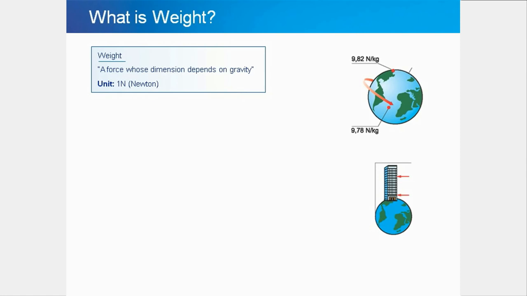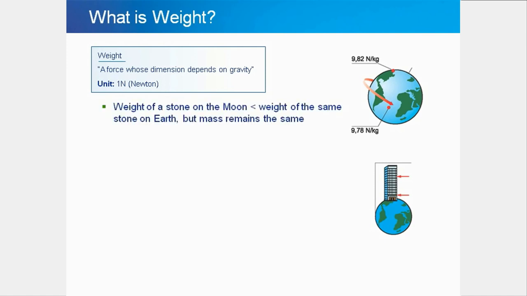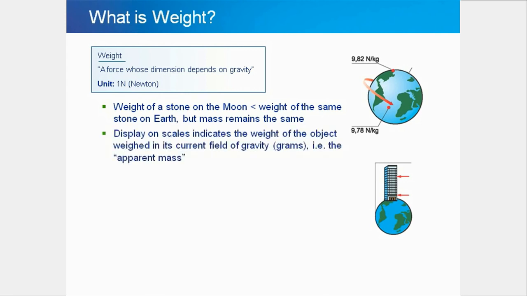First, let us take a look at what weight is. Weight is a force whose dimension depends on gravity. The weight of a stone on the moon is lower than the weight of the same stone on Earth. However, its mass remains the same. The display on scales indicates the weight of the object weighed in its current field of gravity, expressed in grams, that is, the apparent mass.